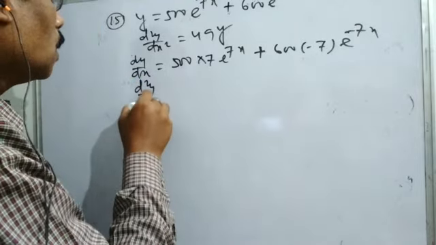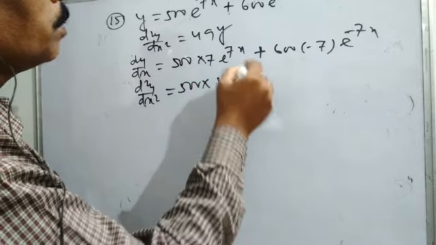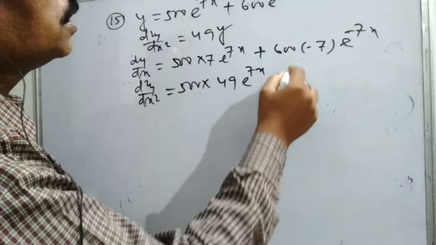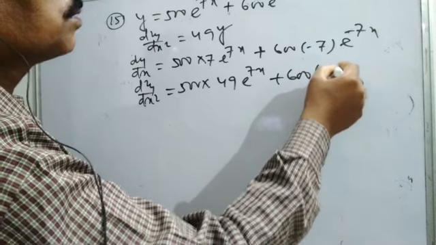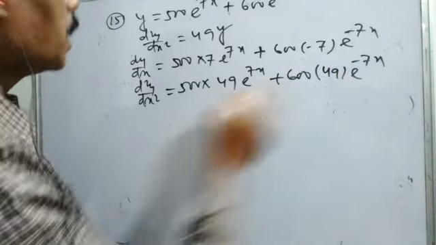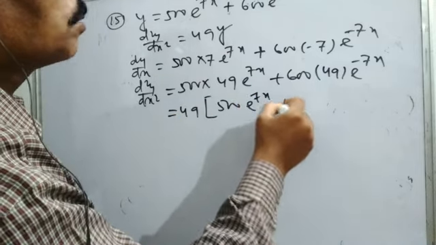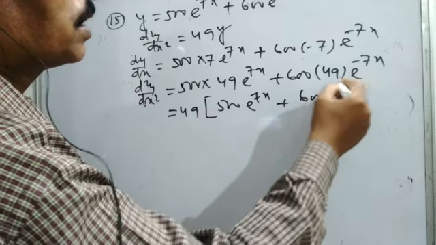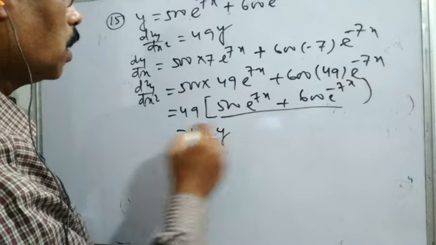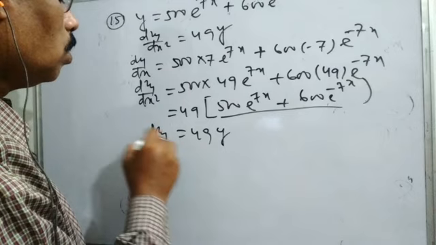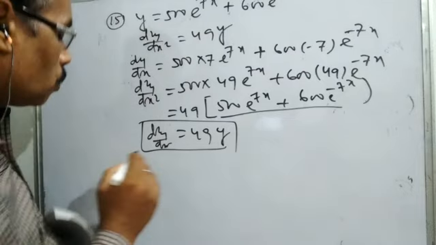Again d2y/dx2 will be 500, again 7 multiplied, it will be 49 e to the power 7x. Similarly 600 into minus 7 into minus 7 is also plus 49 e to the power minus 7x. So 49 can be taken common: 500 e to the power 7x plus 600 e to the power minus 7x. This part is nothing but y. So we will get d2y/dx2 is equal to 49y.